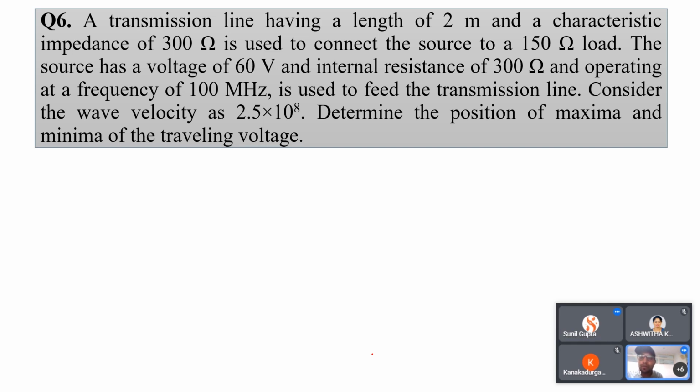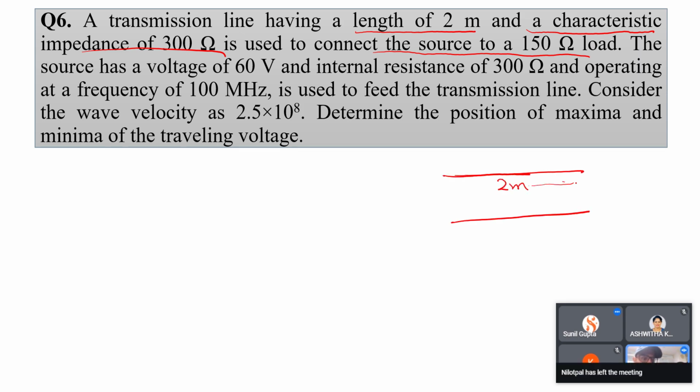So this is the next question. A transmission line having a length of 2 meter and a characteristic impedance of 300 ohm is used to connect the source to a 150 ohm load. So here is the transmission line having a length of 2 meter. The characteristic impedance is 300 ohm, and this is basically used to connect the load of value 150 ohm.